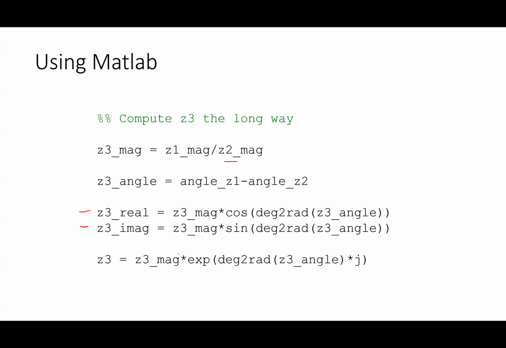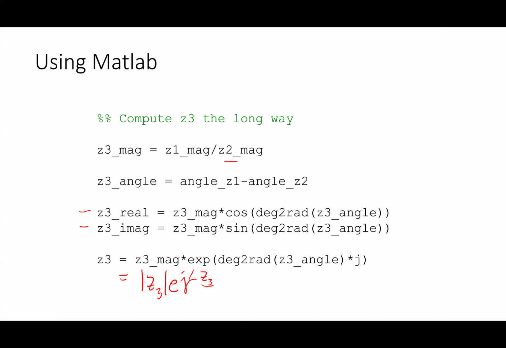Z3 equals Z3 mag times that whole thing. What did I do here? This is the Euler's form sort of thing. I'm saying it's the magnitude of Z3 times e to the j angle of Z3, whatever that is. Now in MATLAB, it never writes it that way. If I looked at the output of this on the screen, it's not going to say a magnitude and an angle. Any complex number, MATLAB is always going to write out in rectangular form.